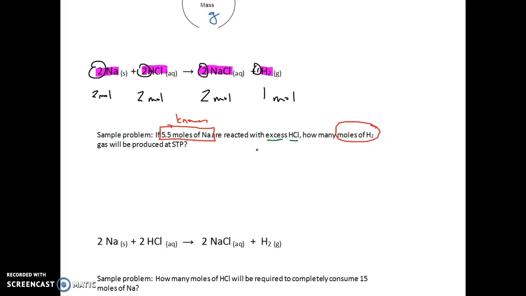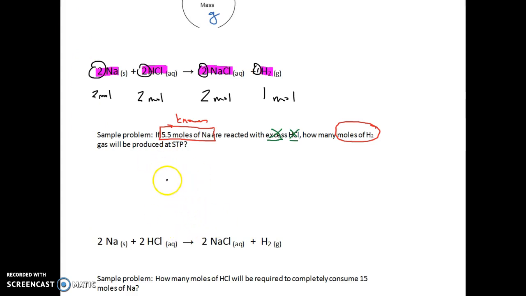Now, one of the things that whenever we see excess in a stoichiometry problem, that just means we can ignore it. Just ignore it. There's plenty of HCl to go around. We will never run out of that HCl. So let's just forget about it for the moment. Later on, we'll take that into account. But now we're not worried about it.